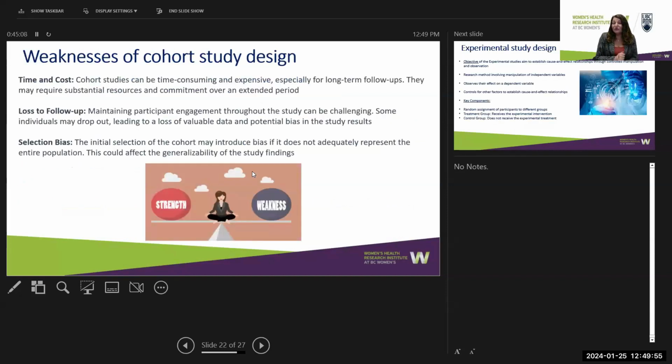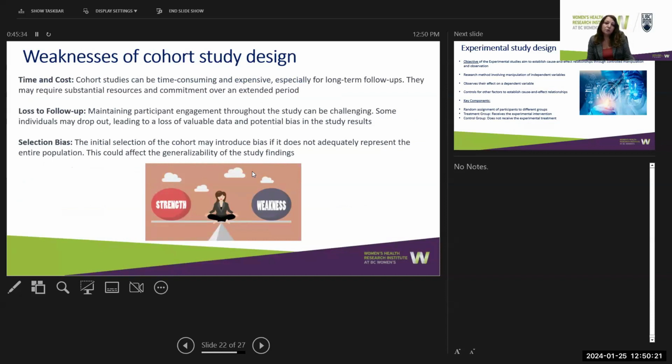So the weakness of cohort study is that it's very expensive to do. You need a lot of money for it. And it's time consuming because you need to develop your survey. You need to think about it. You need to continue recruiting people into your cohort. And it's very hard to keep people in the study. It's usually a very high dropout rate.